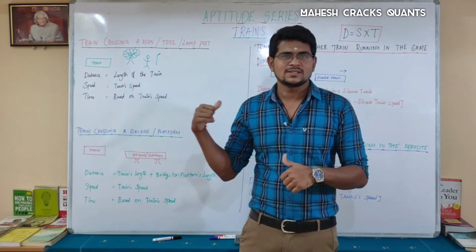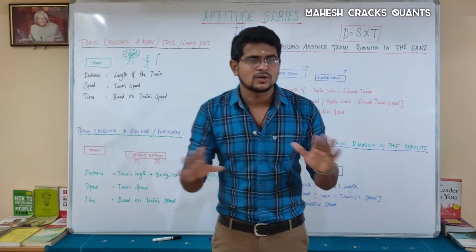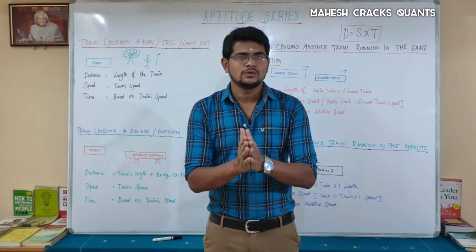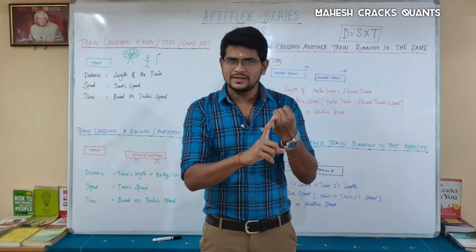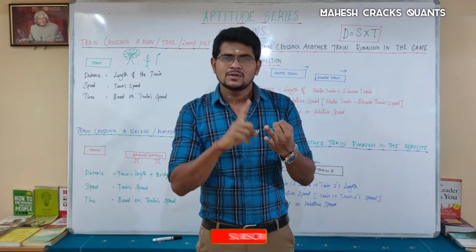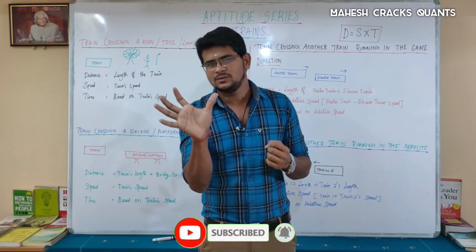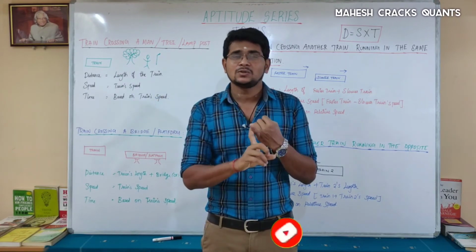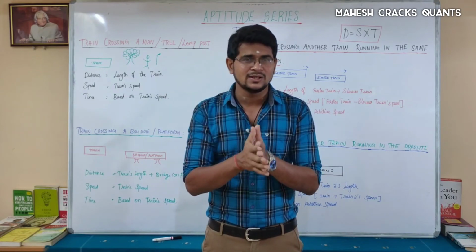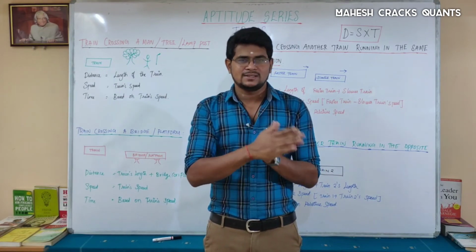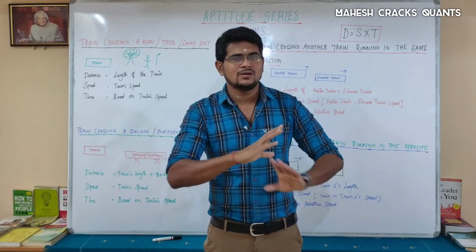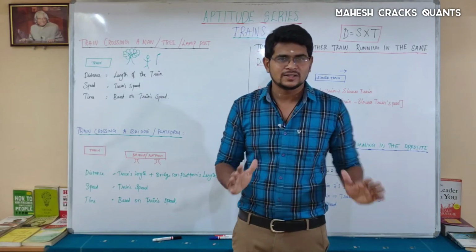Okay. So this is the basics. Only these four kinds of questions will be there. If you know it clearly, you have to find distance, time, speed. If there are two speeds, you have to make it one speed by using relative speed. If there are two lengths, you have to add those lengths to get the distance. Okay, time is always based on the speed. Okay, that's all here.